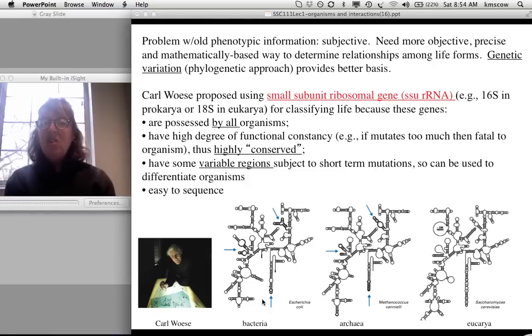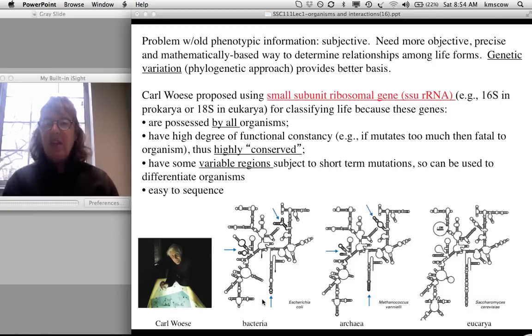You may remember from biology it's 16S in prokaryotes and 18S in eukaryotes. And the reason this is a good gene to look at, of course there's tons of other genes that could be used, but this is the one that was presented and people tend to agree with. It's not perfect, but it's pretty good.